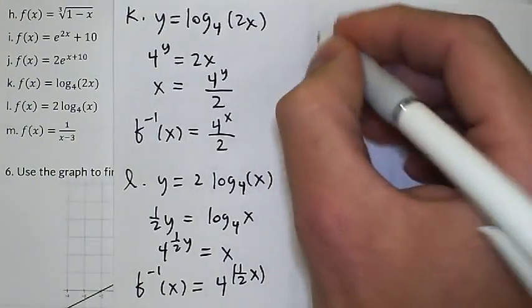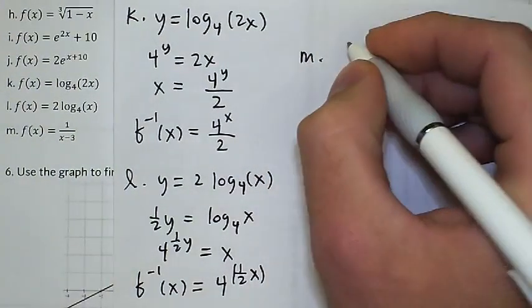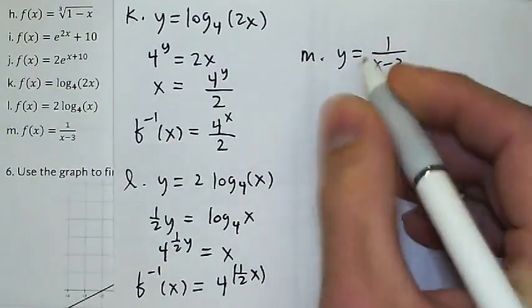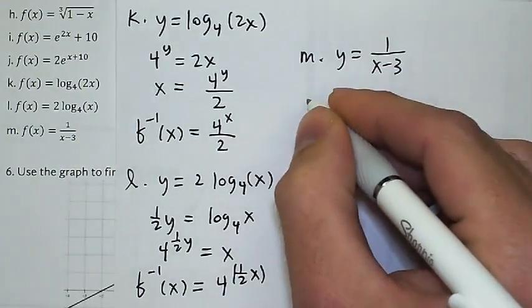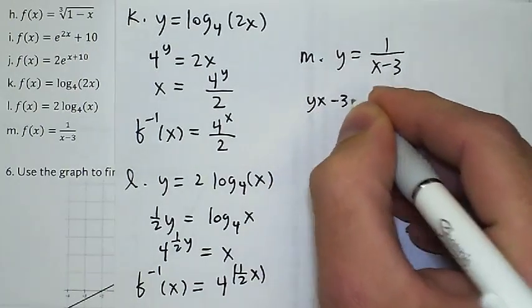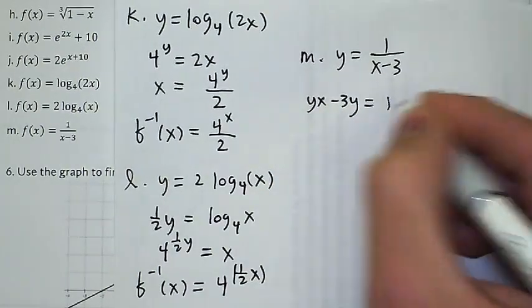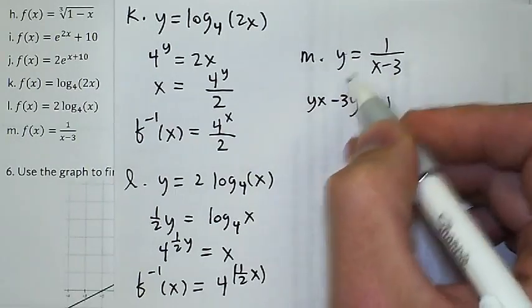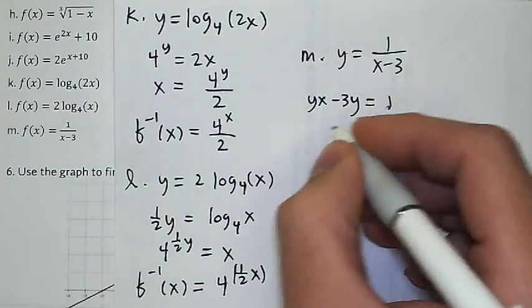One more, for M. Y equals 1 over x minus 3. I'm going to multiply both sides by x minus 3. So yx minus 3y equals 1. Right, because I need to distribute the y over the x and the minus 3. You can look at this as cross multiplication also.